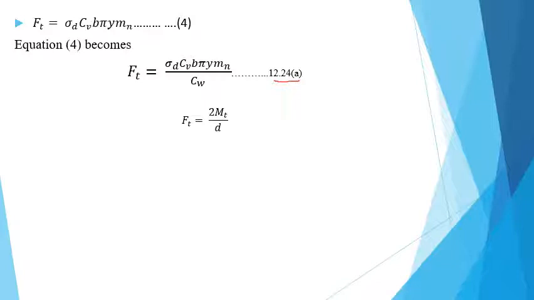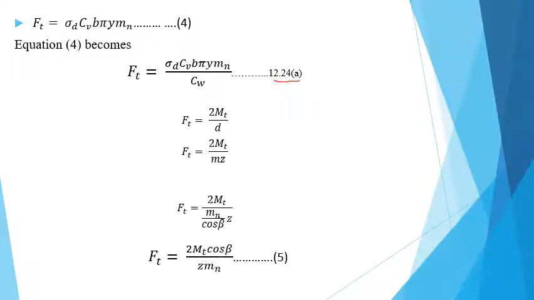So now the tangential force is denoted by 2mt by d, and here replacing d by m into z. So again we can write m as mn divided by cos beta, because we know that the normal module mn is nothing but m cos beta. So therefore, simplifying this, we get the expression for Ft as 2mt into cos beta divided by z into mn. So let us take it as equation number 5.